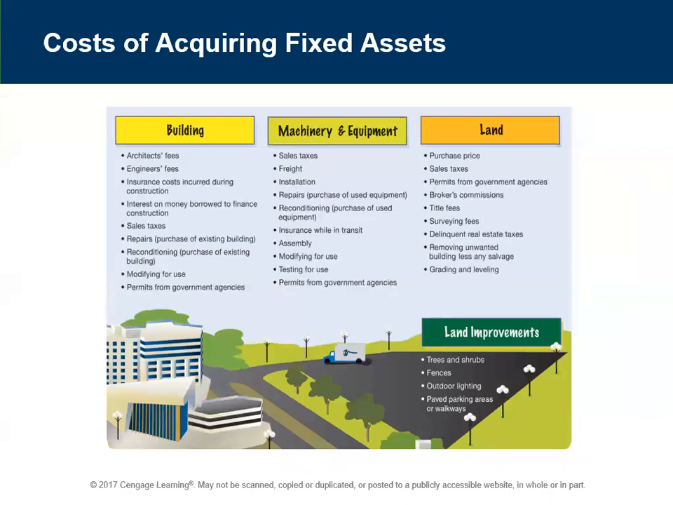Very rarely could you just move right in and resume operations. So there could be architect fees, engineering fees, insurance costs, interest because we had to borrow money during construction to finance construction, sales taxes. We usually pay sales taxes when we acquire fixed assets. And then you get into other things, repairs. So maybe we purchase an existing building and it needs some work. That's a cost of that building.